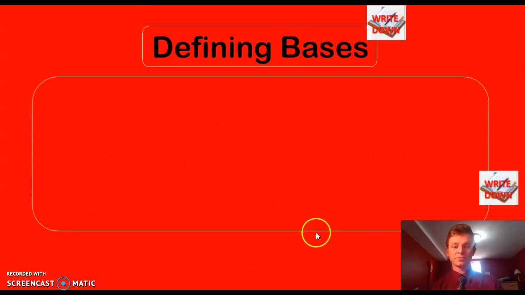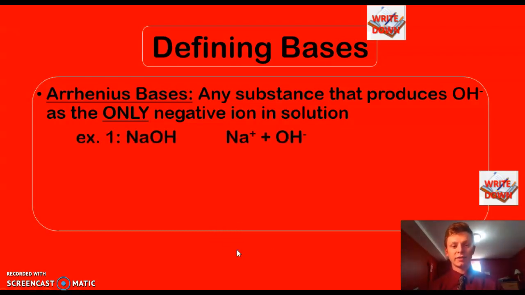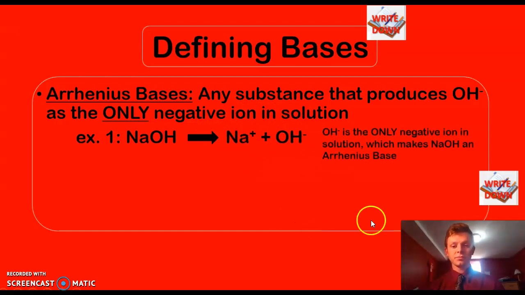Defining bases. Very similar to defining your acids, except we're talking about the OH minus presence rather than the H plus presence. An Arrhenius base is any substance that produces OH minus as the only negative ion in solution. And again, I have an example. Sodium hydroxide dissociates into Na plus, the sodium ion, and then the hydroxide ion. OH minus is the only negative ion in solution, which makes NaOH an Arrhenius base.